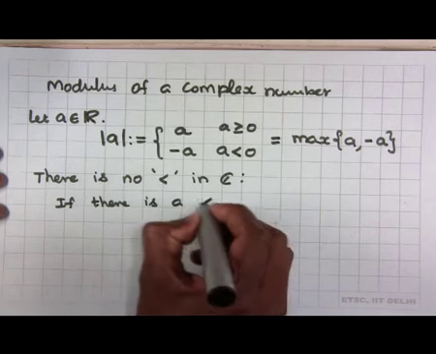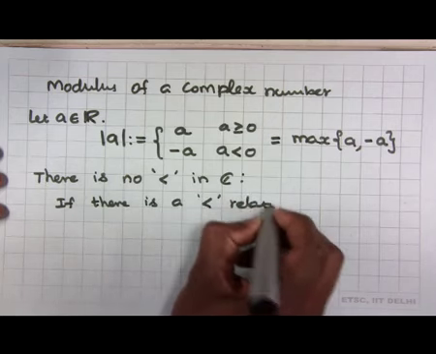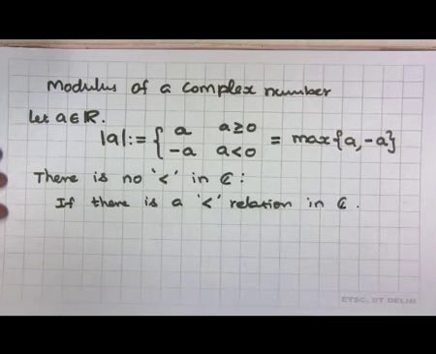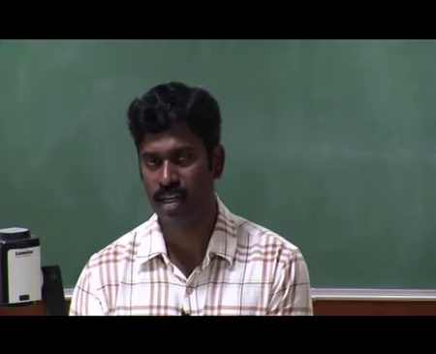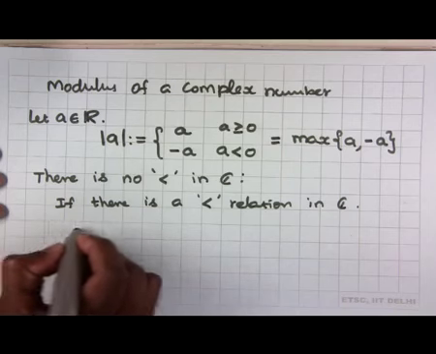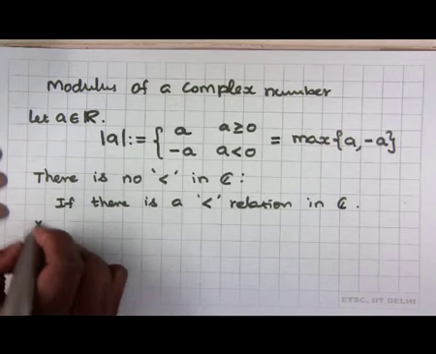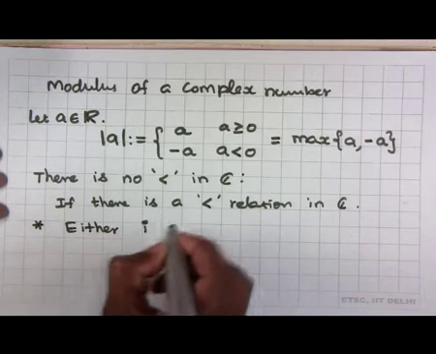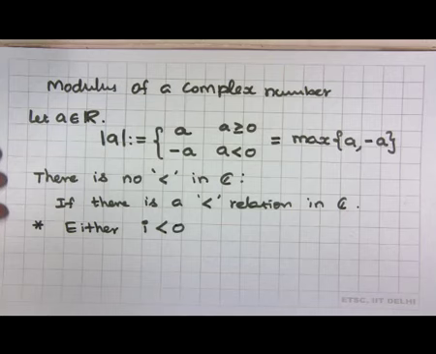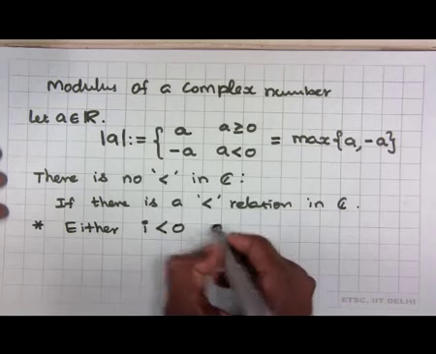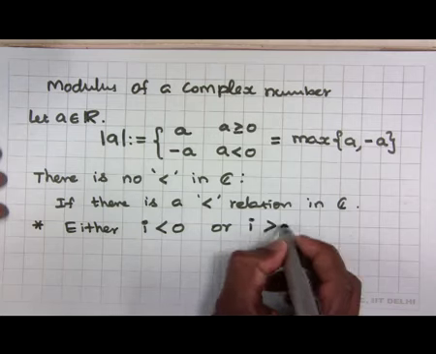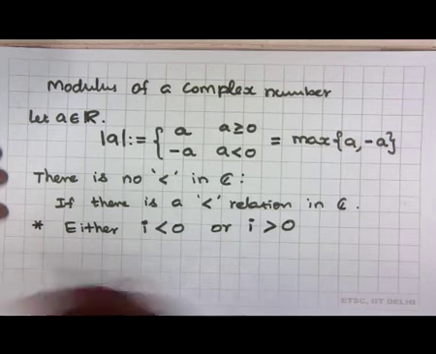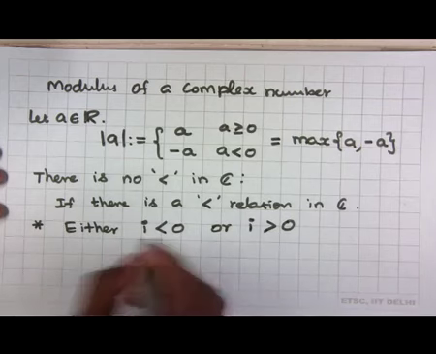suppose there is a relation in C, then what will happen? Any number can be compared with the other number. For example, in this case, we immediately end up with either i is less than 0 or i is greater than 0. Once we have this, of course, we need not consider this particular relation.